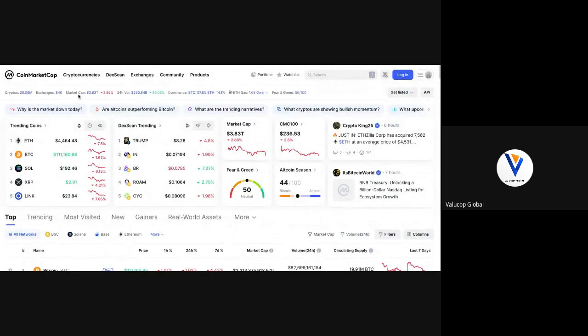There are over, where is that list? 20 million cryptocurrencies out there. Yeah, it's actually more than this: 20 million cryptocurrencies on over 848 exchanges, worth $3.83 trillion, which was even more than this a few weeks ago. It's up to $4 trillion. And this is the 24 hours volume traded. Dominance, Bitcoin is at this, and it's halfway.